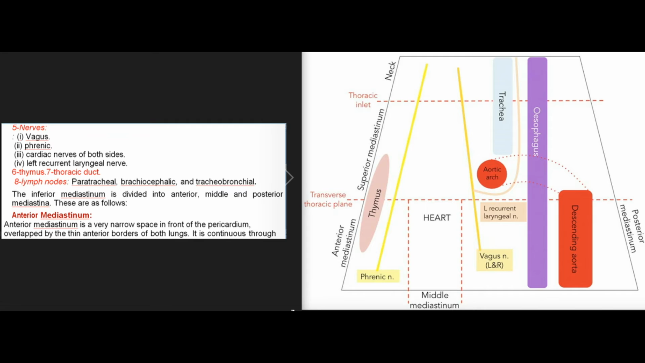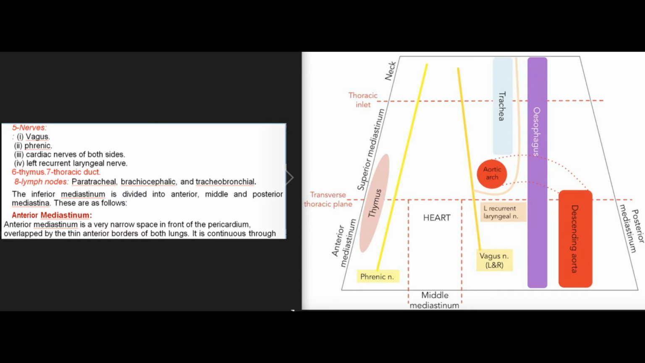5. Nerves: 1. vagus; 2. phrenic; 3. cardiac nerves of both sides; 4. left recurrent laryngeal nerve. 6. Thymus. 7. Thoracic duct. 8. Lymph nodes: paratracheal, brachiocephalic, and tracheobronchial.